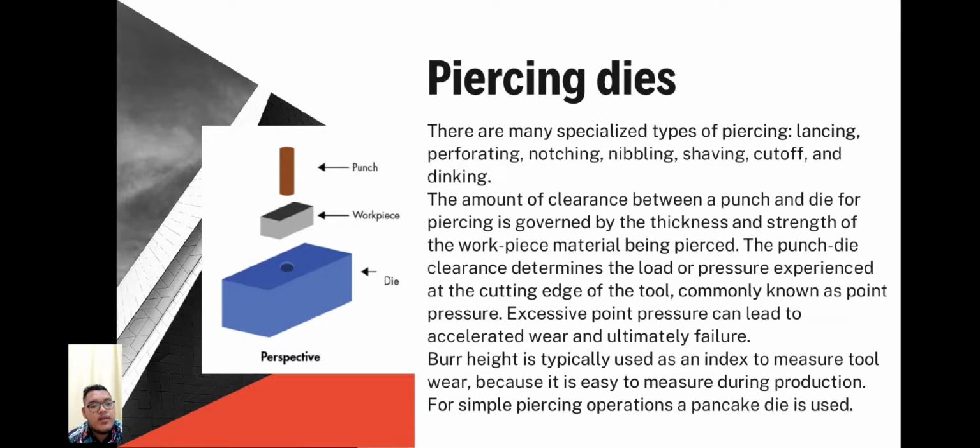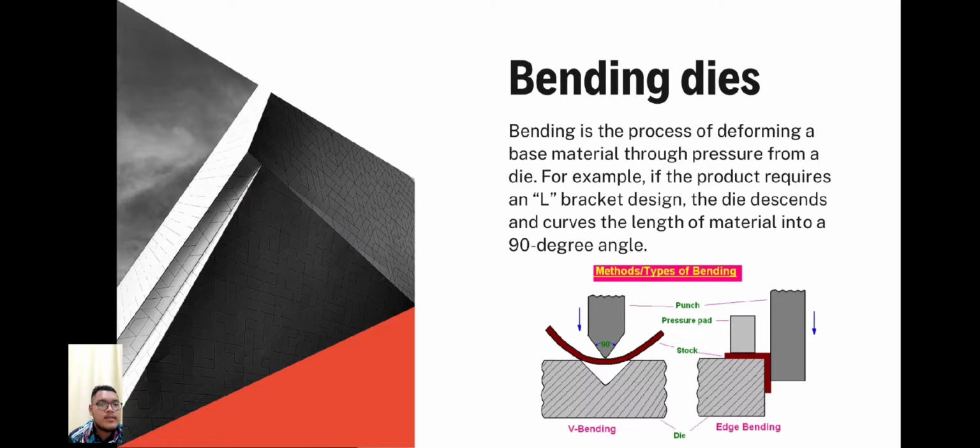For simple piercing operations, a pancake die is used. And then we talk about the bending dies. Bending is the process of deforming a base material through pressure from a die. For example, if the product requires an L bracket design, the die descends and curves the length of material into a 90-degree angle.